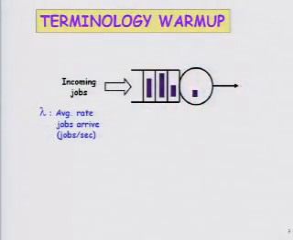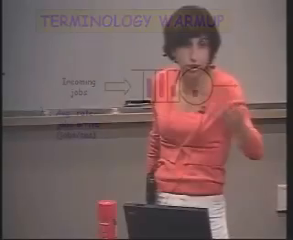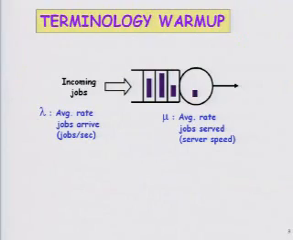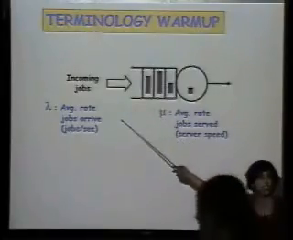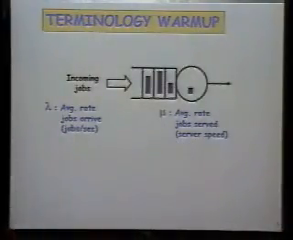They arrive at some rate, let's call it lambda, the average rate that jobs arrive, maybe 3 jobs per second. And they are served at some speed, mu. Maybe we can handle 4 jobs per second. Throughout, we'll assume that this queue is stable, that the arrival rate is less than the service rate, so things aren't going to infinity. So there's some average queue length and so on.